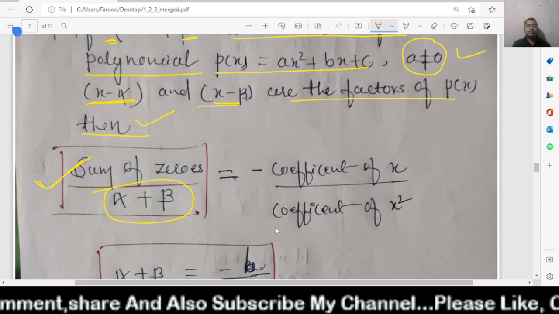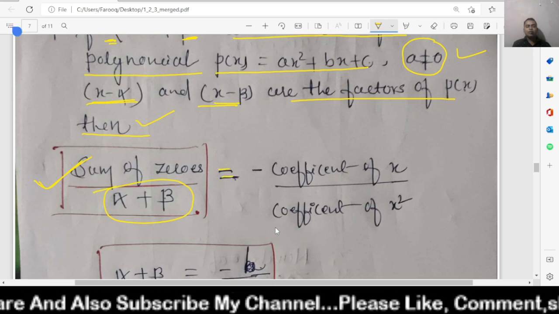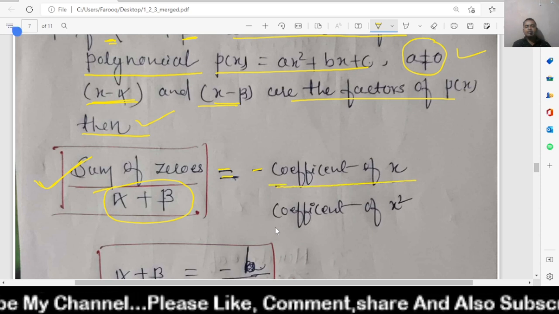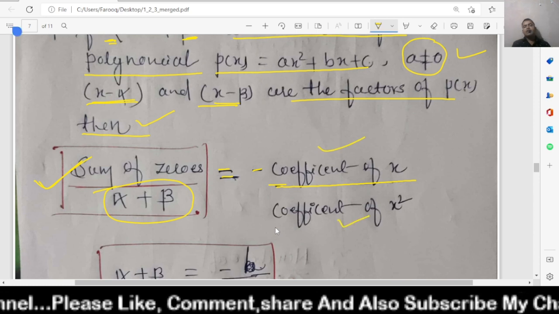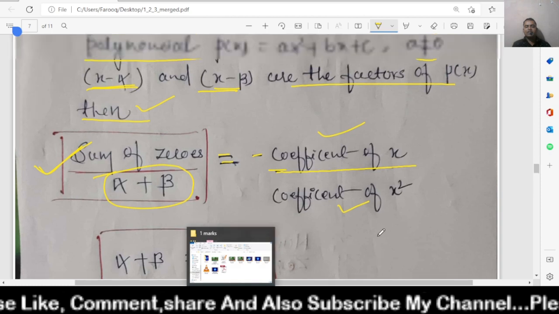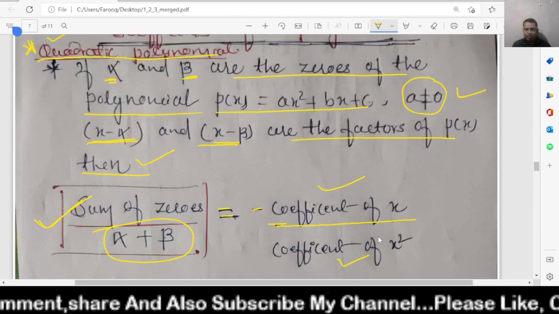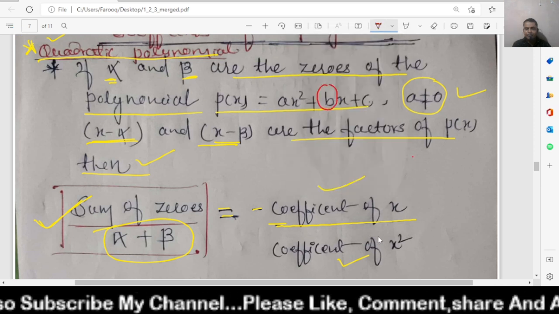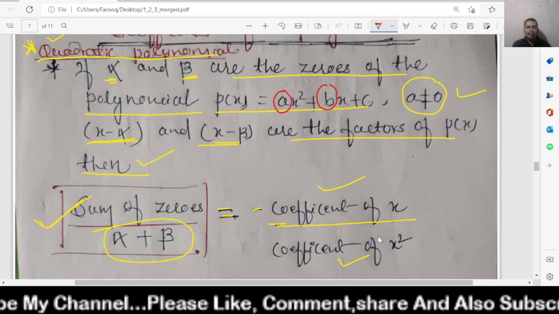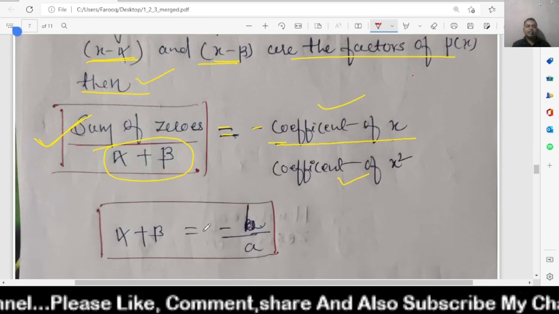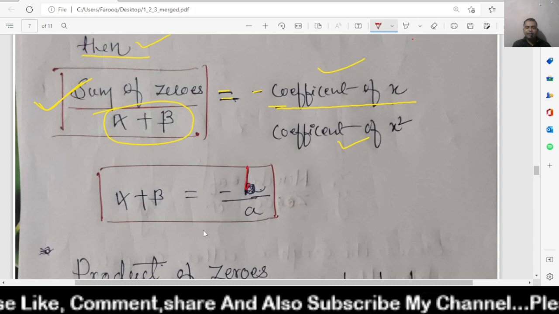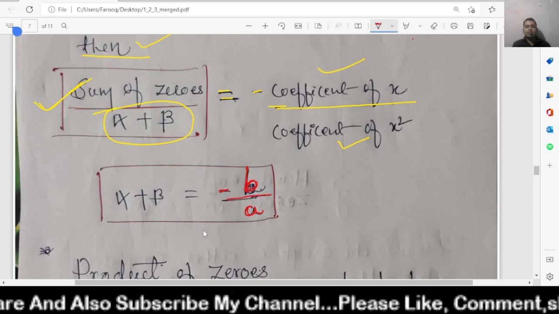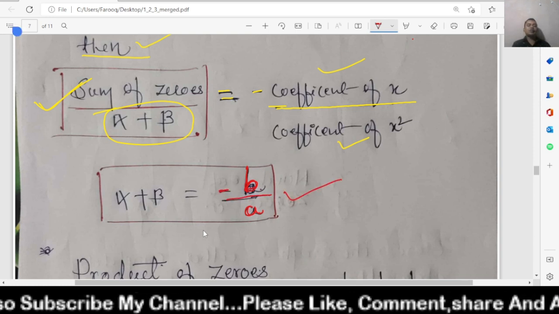Alpha plus beta, the sum of the zeros, is equal to minus the coefficient of x divided by the coefficient of x square. See here, what is the coefficient of x in the quadratic polynomial? It is b. And the coefficient of x square is a. So alpha plus beta is equal to minus b divided by a. This is the sum of the zeros of a quadratic polynomial.